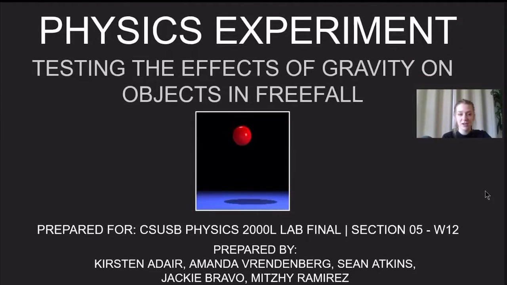My name is Kirsten Thayer, and we did our physics experiment testing the effects of gravity on objects in freefall. This was prepared for our CSUSB Physics 2000 lab final, and my lab partners are Amanda Renburg, Sean Atkins, Jackie Bravo, and Mitzi Ramirez.